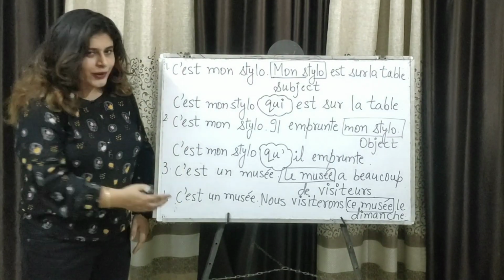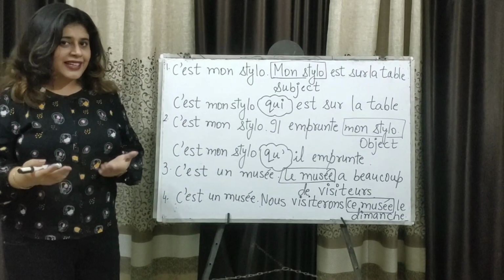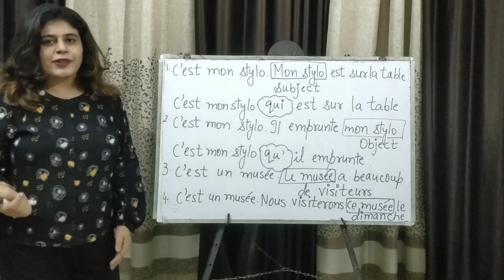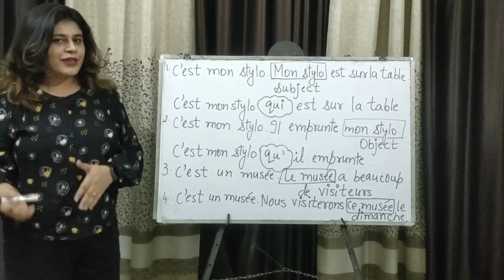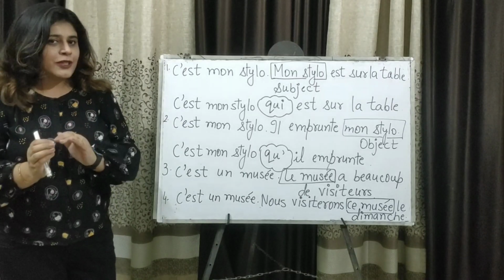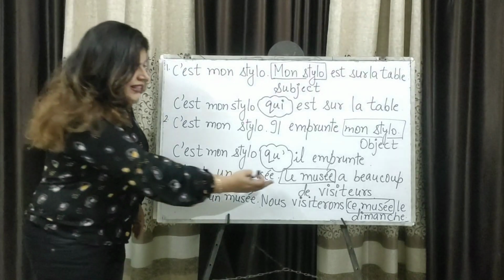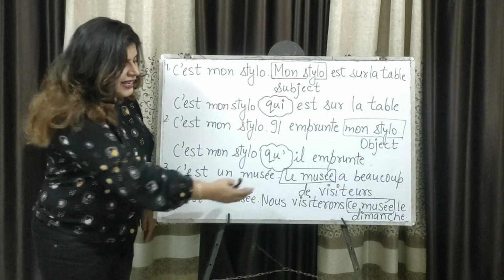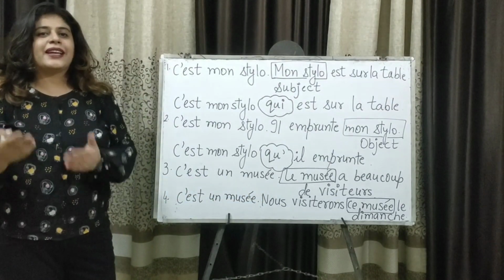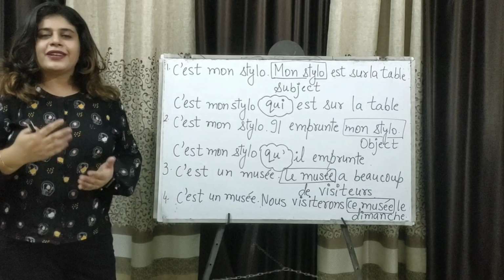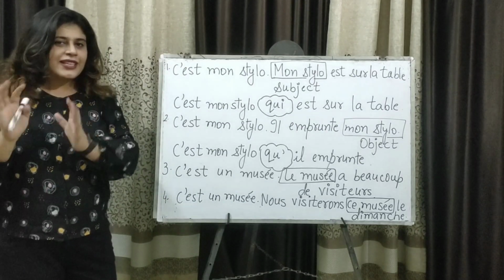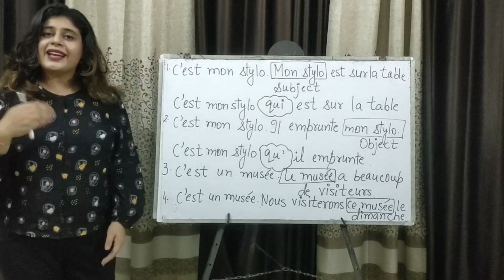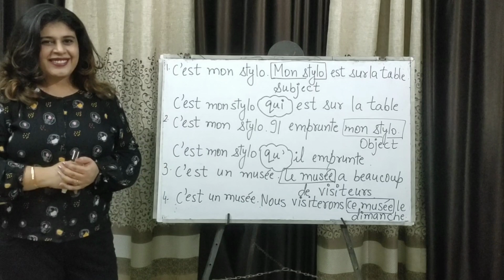Third and fourth case, the beginning is same. C'est un musée, it is a museum. Let's read the second part. Le musée a beaucoup de visiteurs. The museum has lots of visitors. So the museum is the subject. How shall we replace it? With qui. So c'est un musée qui a beaucoup de visiteurs. In this case, nous visiterons ce musée le dimanche. We will visit this museum on Sunday. So this museum comes as an object. Que is the answer there. C'est un musée que nous visiterons le dimanche.